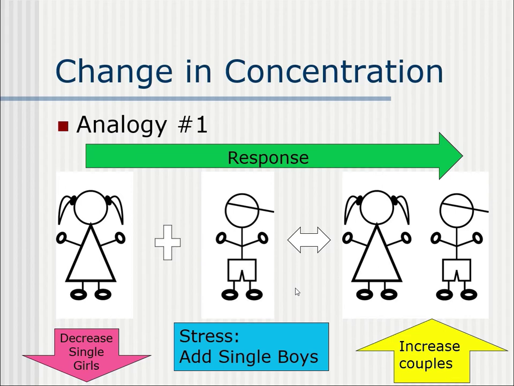Because you notice we didn't add any more single girls. We just added more single boys. Well, that's a stress. That's a stress on the system. And notice what happened here. The system responded to the stress. I add something to my reaction, I add something to my equilibrium. It is going to shift in such a way to try to shift towards or away from whatever I added.